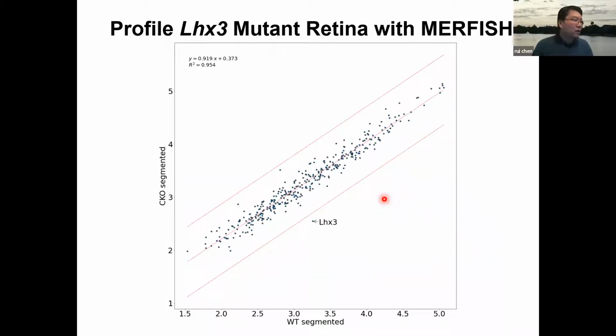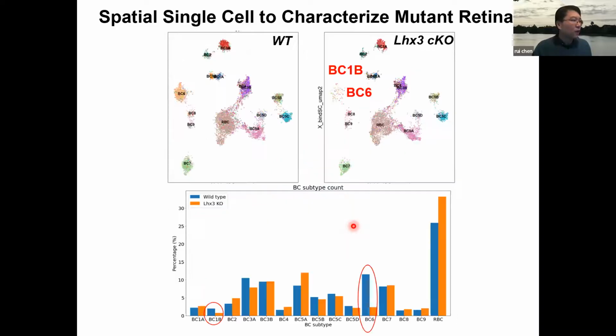So then we start looking at overall what it looks like between the knockout versus the wild type. As you can see, the only gene with reduced expression detected is LHX3 compared to wild type, which is really reassuring. And then we start looking more closely at bipolar cells. What happened to bipolar cells?